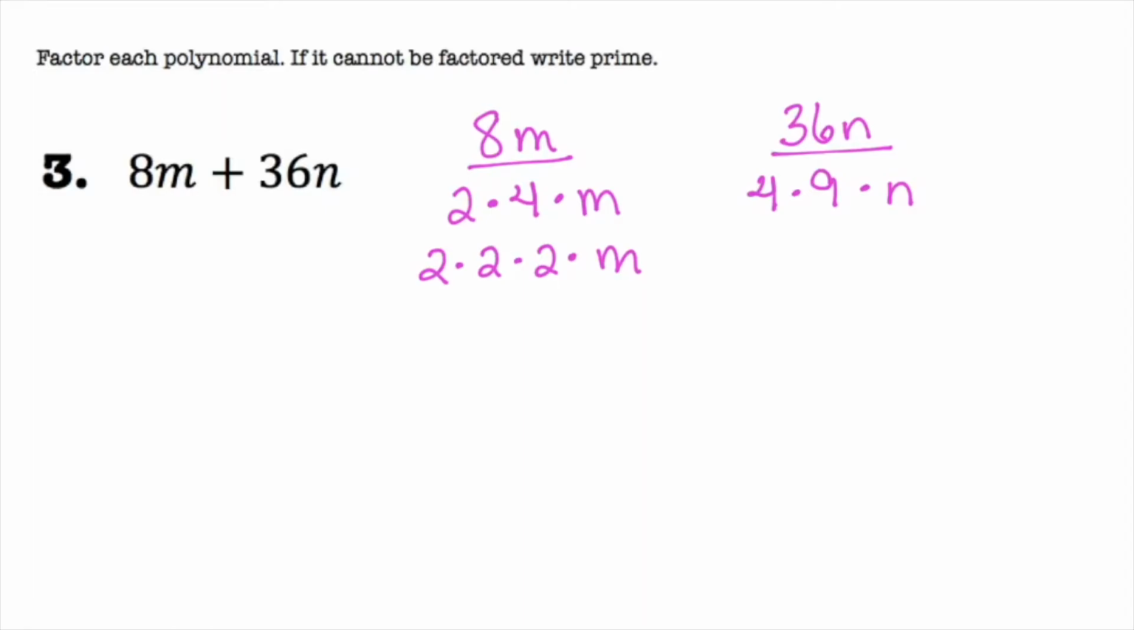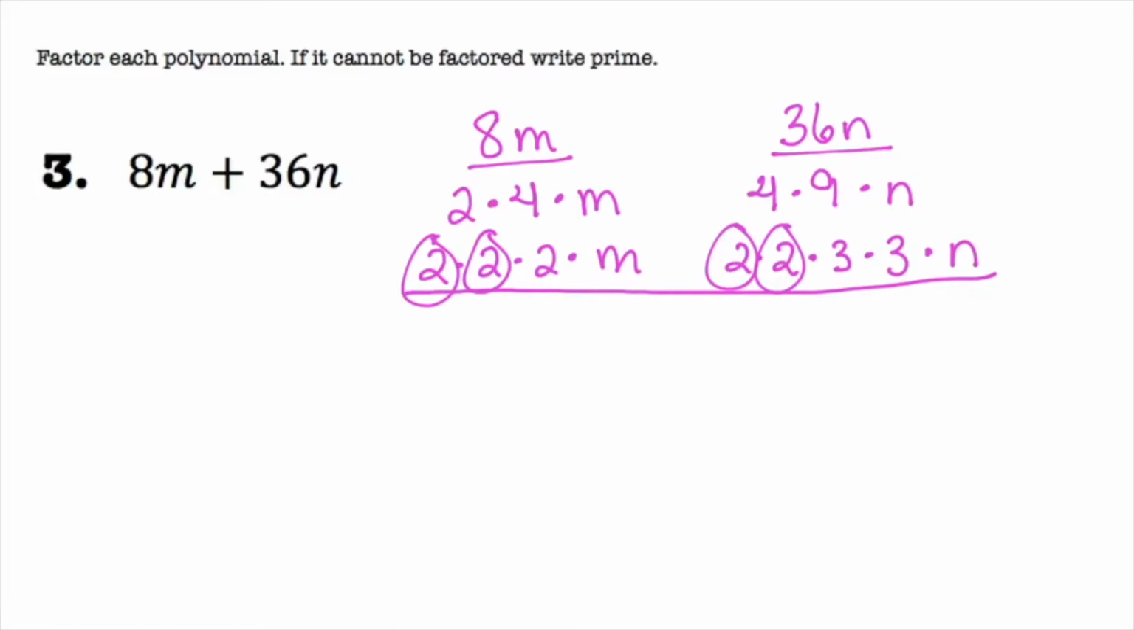So originally we thought of 4 times 9 times n. So 4 can be broken up into 2 times 2, 9 can be broken up into 3 times 3, and then n is obviously by itself. So now looking at this row right here, you're going to try to find something in common. So they both have two 2's. So for the two 2's, we have to multiply those 2's back together to get the GCF, which would just be 4. So 4 is our GCF, and we pull that out.